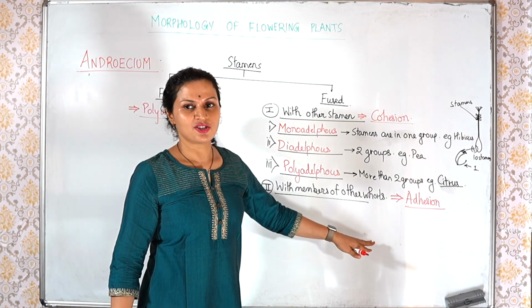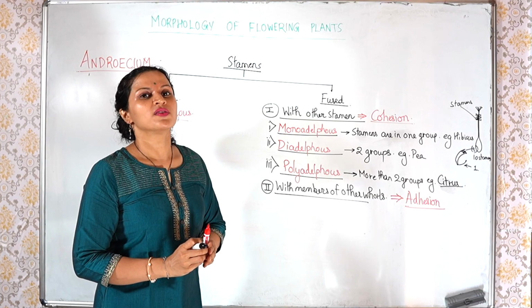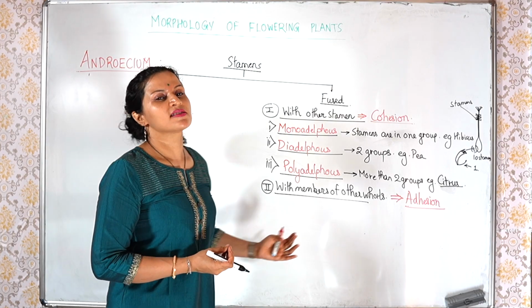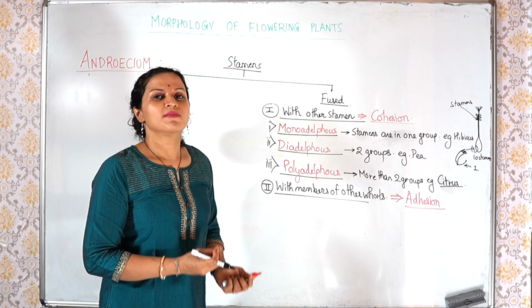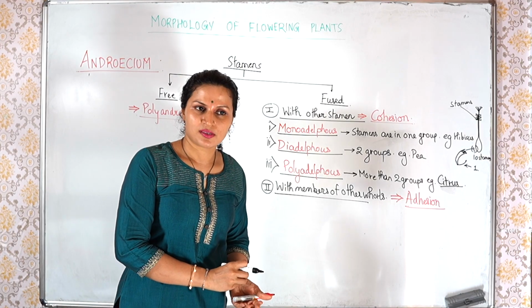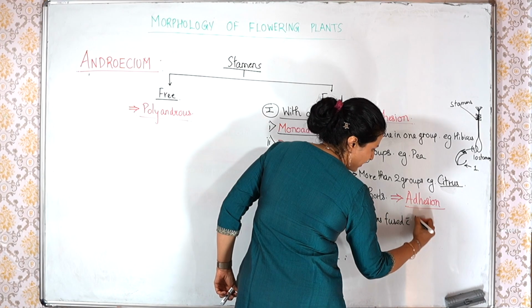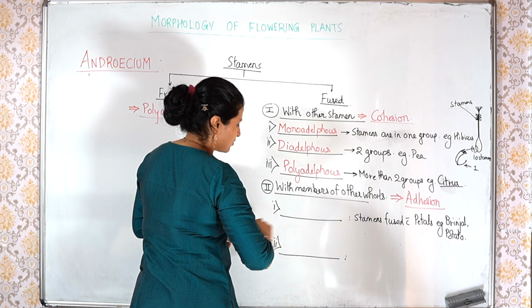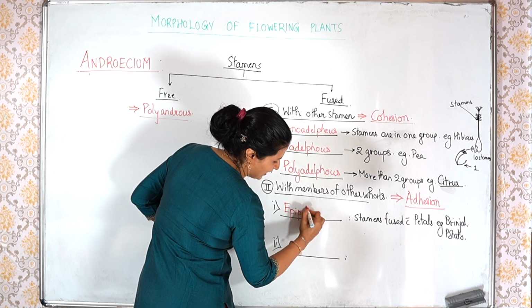Now we will look at adhesion. The stamens can be fused with other floral whorls, like petals. Or else, in case a flower has perianth, the stamens will be fused with the tepals. Stamens fused with petals. Example, brinjal and potato. That condition is known as Epipetalous condition.